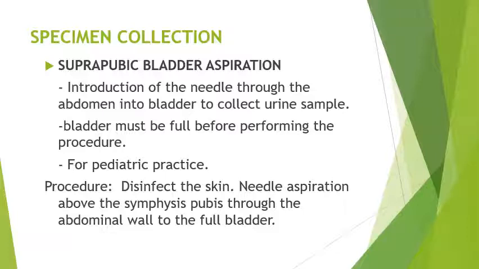Next would be the suprapubic bladder aspiration. This is used for anaerobic culture of urine. Okay, this is the introduction of a needle through the abdomen into the bladder to collect a urine sample. Bladder must be full before performing the procedure. This can be used in pediatric practice. Okay, so you're actually getting the urine sample at the urinary bladder.